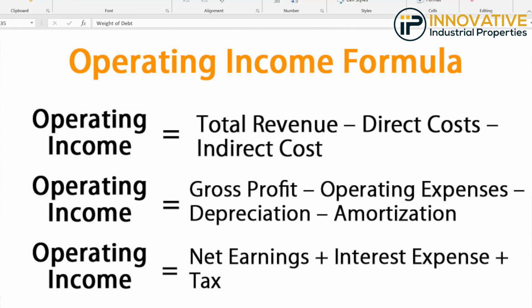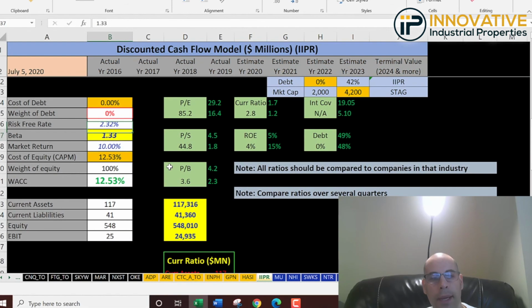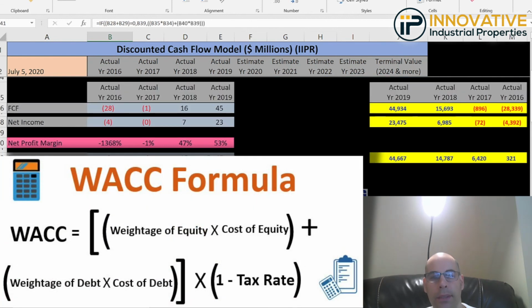Let's look at their capital structure. They're 0% debt, 100% equity, and the cost of equity is 12.5%, and we use the capital asset pricing model to figure that out. And 12.5% is the discount rate we're going to apply to the future cash flows.